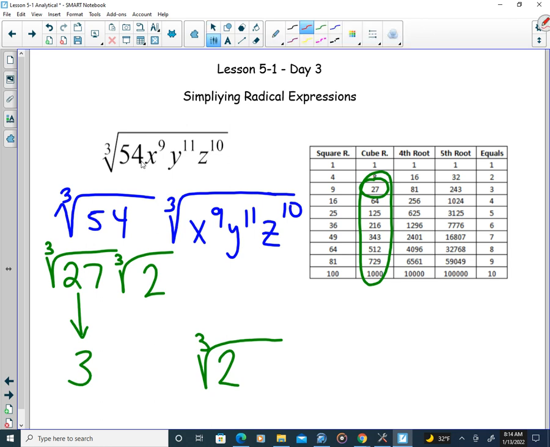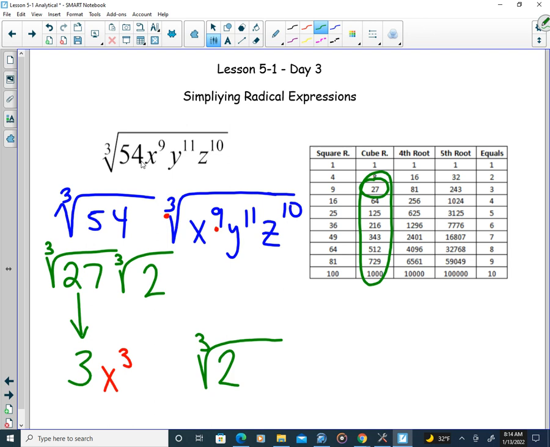So I'm going to do my first one. I want to see how many times does 3 go into 9. 3 goes into 9 evenly with no remainder. So 9 divided by 3 is 3. So that means I'm going to have 3 x's on the outside of my radical and no x's left under it. Now let's do the y's.